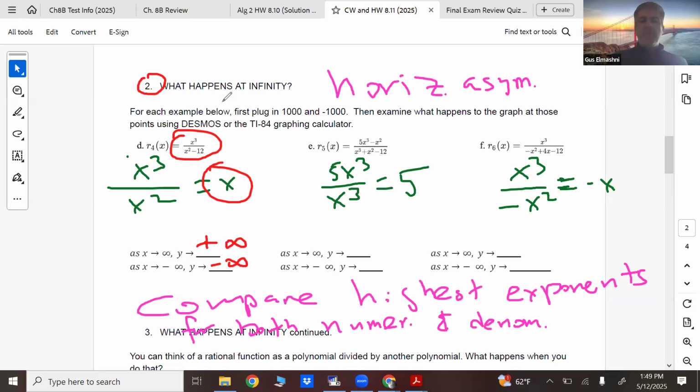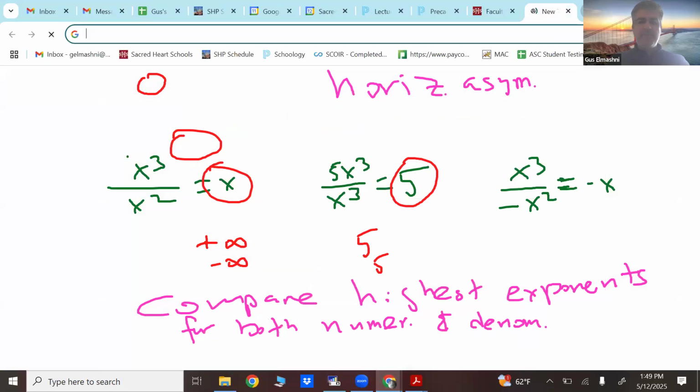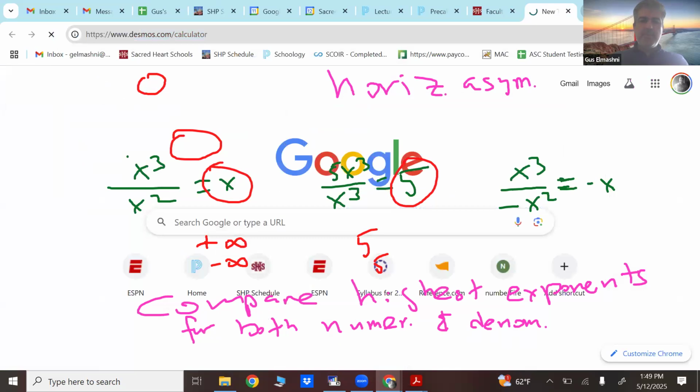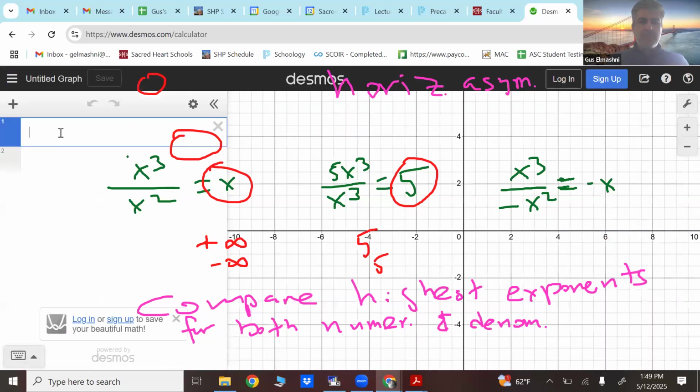For E, take a look at part E. By doing this comparison, what did this reduce to when I compare the highest exponent of both top and bottom? 5, right? So what's going to happen is that if x goes forever to the left or forever to the right, and actually the more important thing I should show you guys in Desmos, so I'm going to show you really fast. Desmos. Okay, 5x cubed minus x squared.